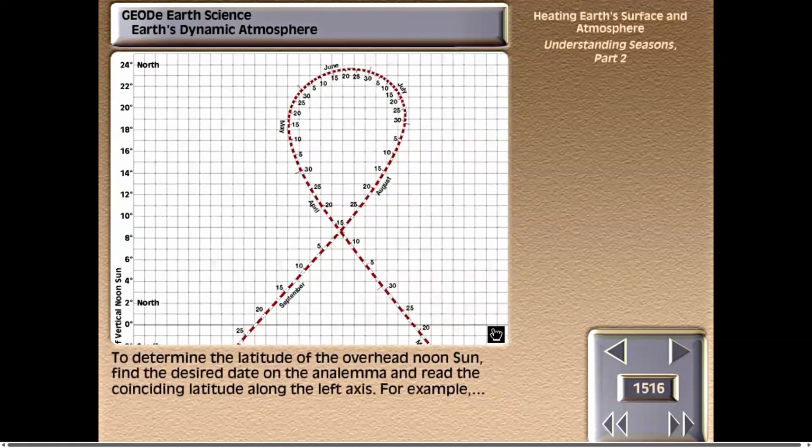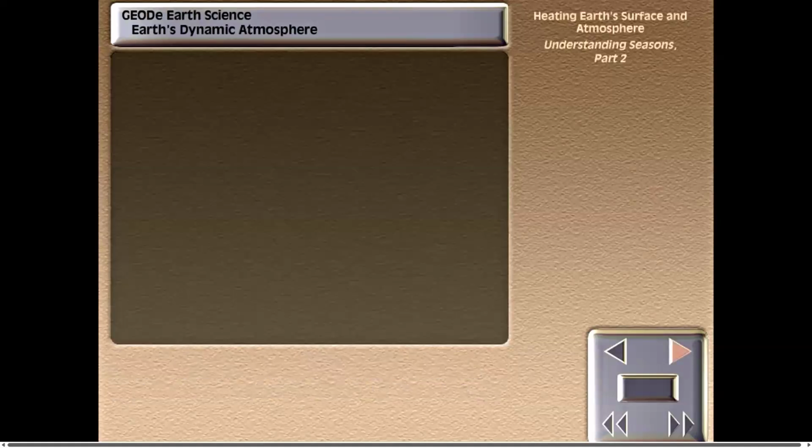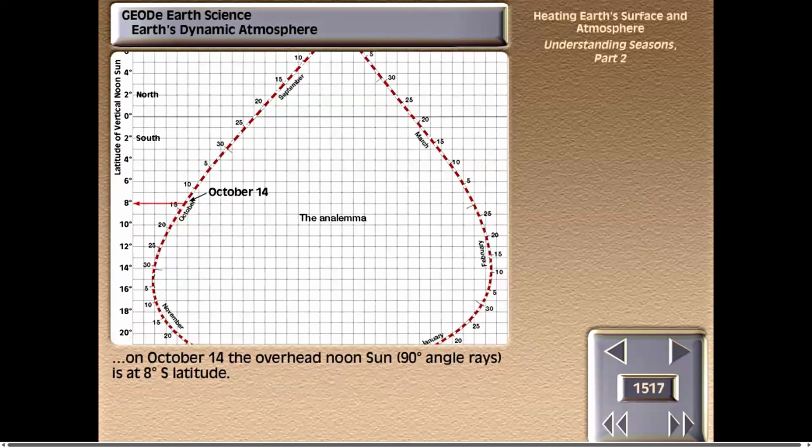To determine the latitude of the overhead noon sun, find the desired date on the analemma and read the coinciding latitude along the left axis. For example, on October 14th, the overhead noon sun is at 8 degrees south latitude.